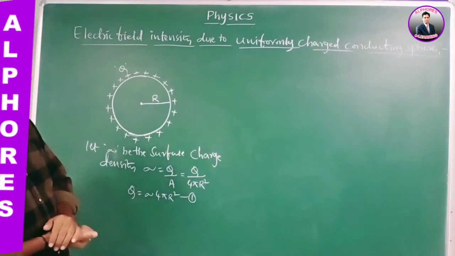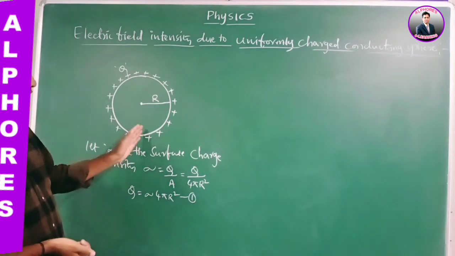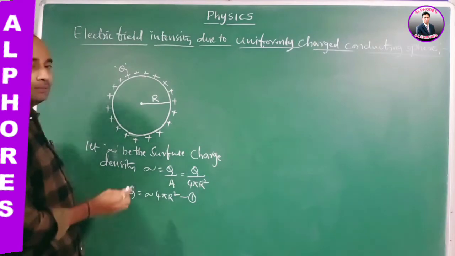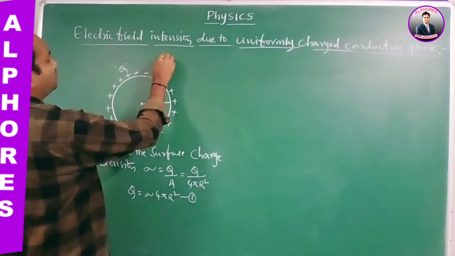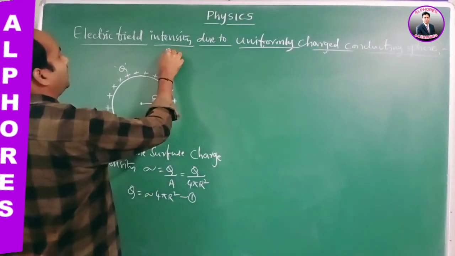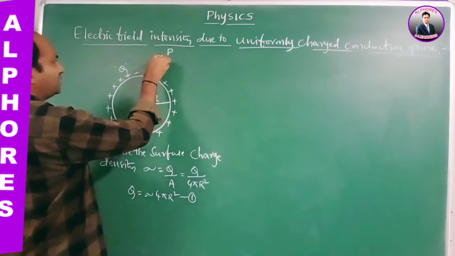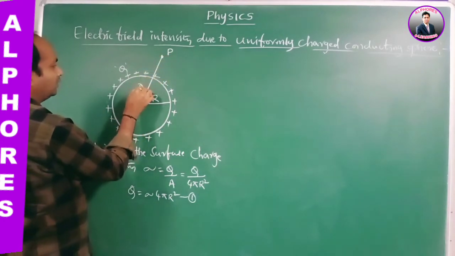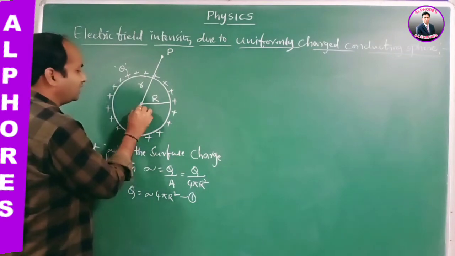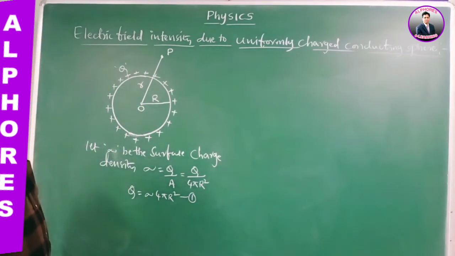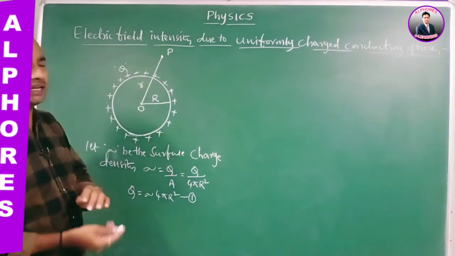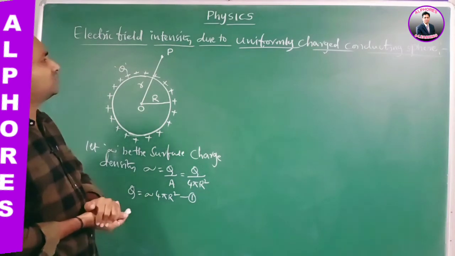Now we need to find the electric field intensity at any point outside the spherical shell. Suppose we need to find the electric field intensity at the point P, which is at a distance small r from the center of the spherical shell. So here we should find the intensity of the electric field at the point P by using Gauss law.